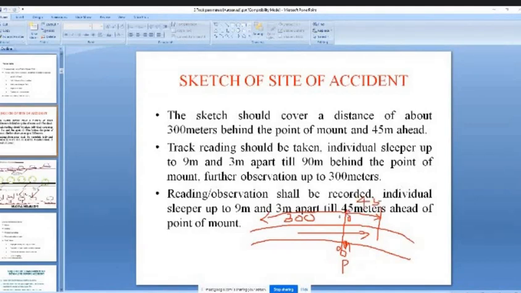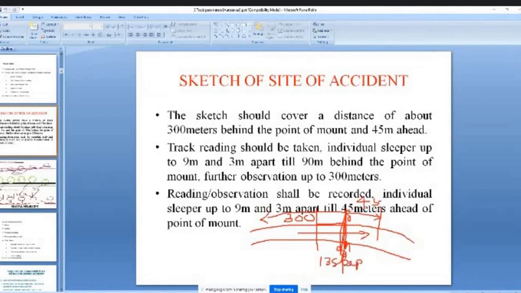Sir, in this 300 meters, what are the things to be measured and how will it be measured? That is also very important. Out of 300, first 0 to 9 meters. This is the 0, 0 reference. From 0 to 9 meters length, as I said, 60 centimeters is the distance from one sleeper to another, so around 13 sleepers will come, or 12 sleepers, for example.